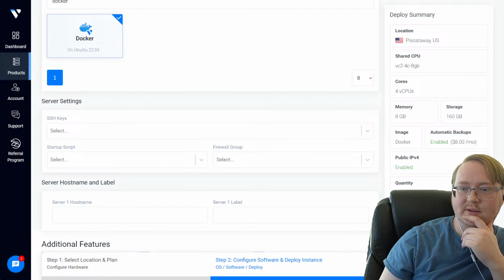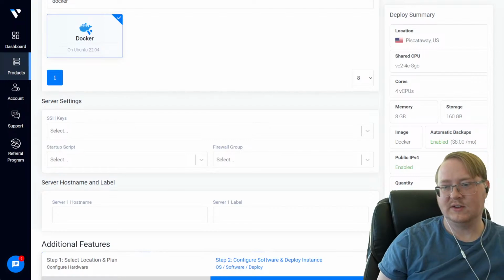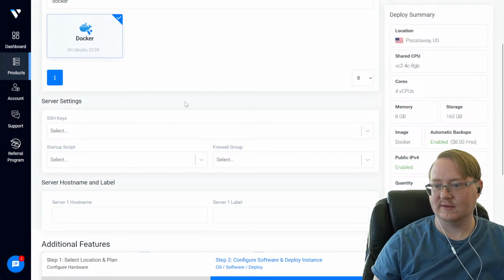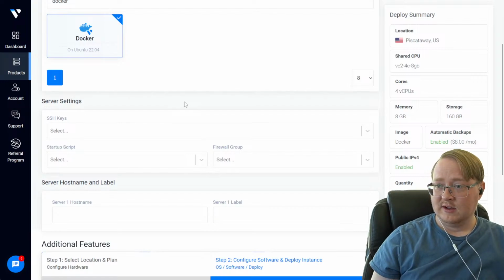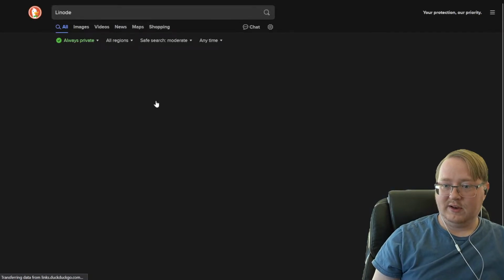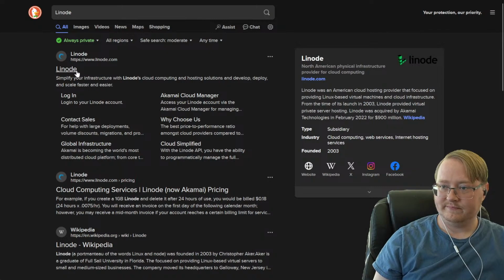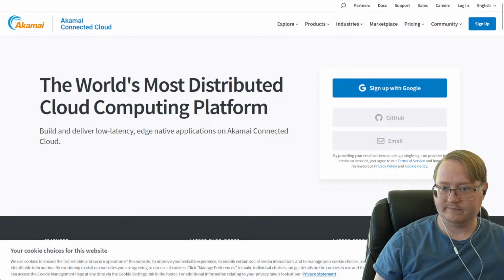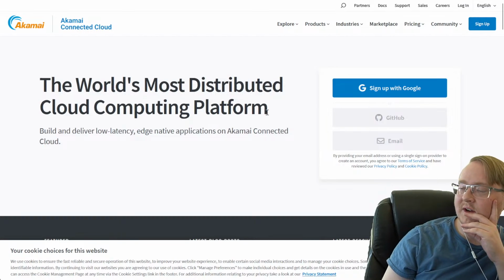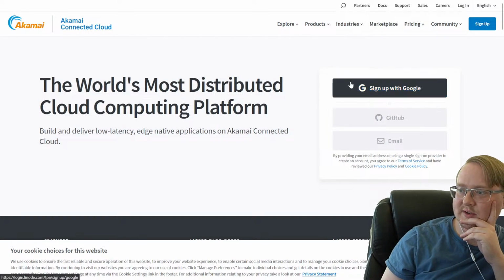What's Water Tower? It just means Docker is installed on the OS. Okay. Linode. Okay, yeah, I think that's what I did last time.